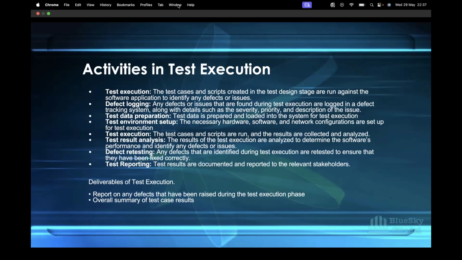So you also have the test data preparation. It's prepared and loaded into the system for test execution. You also have the environment setup, the necessary hardware, software, network configuration, and all the things. Then you have your results. The test execution results are analyzed to determine the software performance and identify any defects or issues. So this is where we know that the software is being built properly, it's being built correctly. Because any defect you find, if it's a showstopper, then that means this is not what we are looking for.